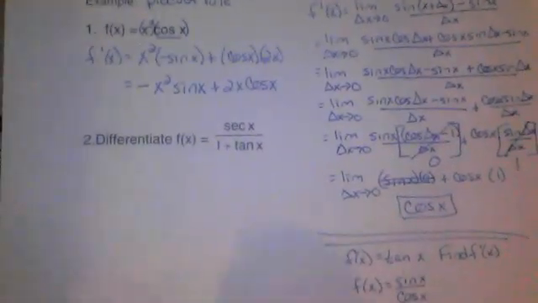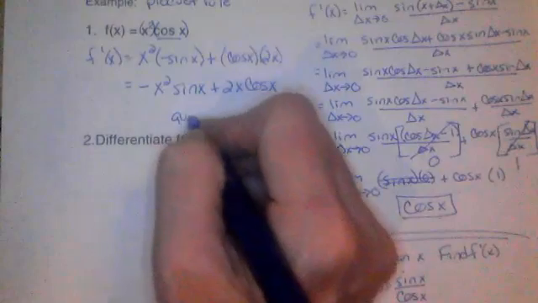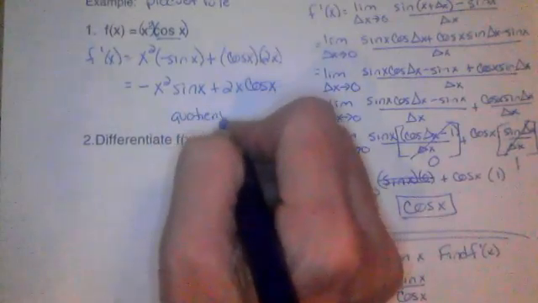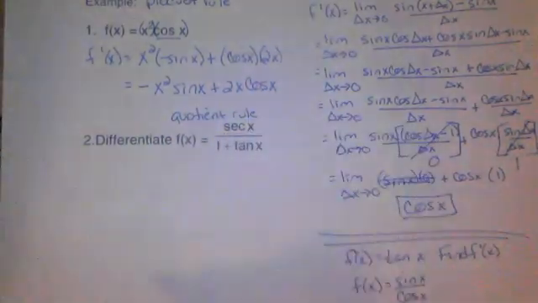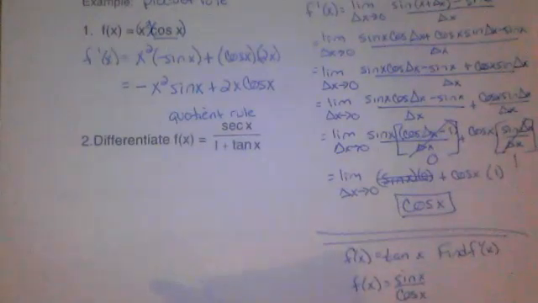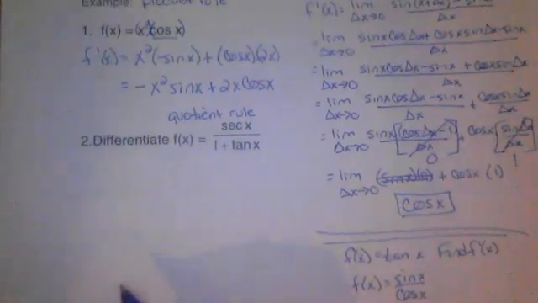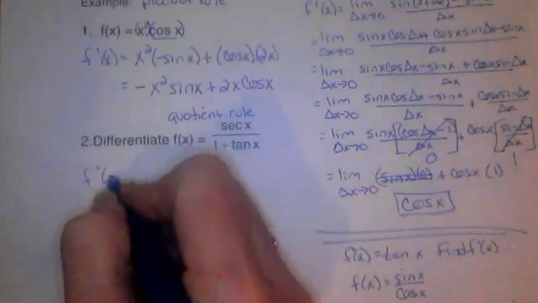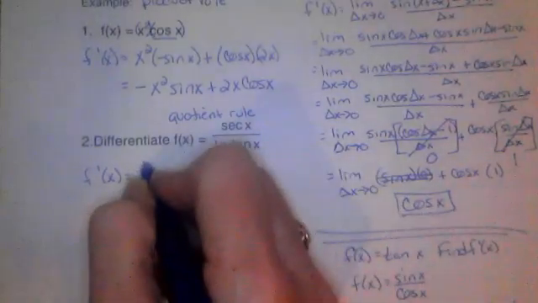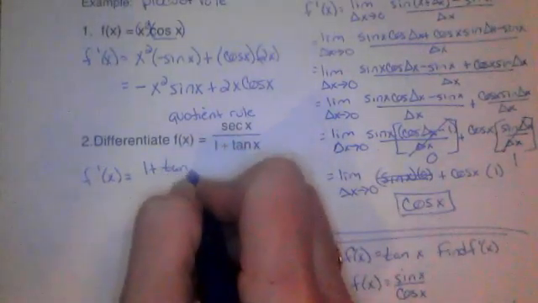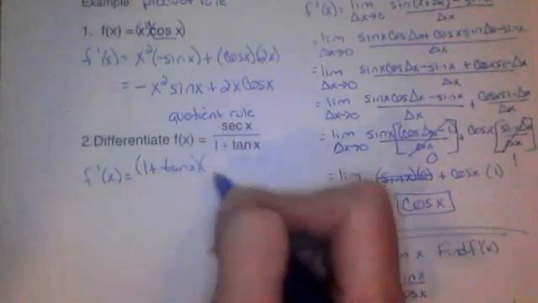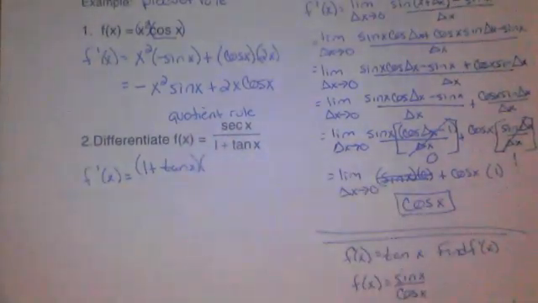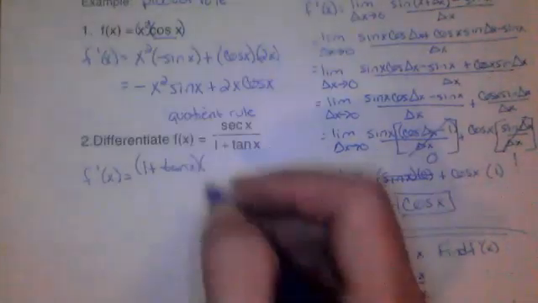All right, in our second example here, looks like we need to use the quotient rule. So if you need to look it up, go ahead and look it up, but we're going to have to use the quotient rule: low d high, high d low, over low squared. So here we go. We have the low times the derivative of the high. The derivative of secant is secant x tangent x.